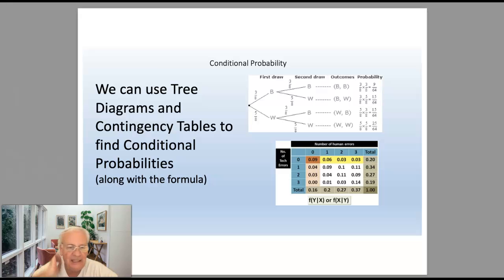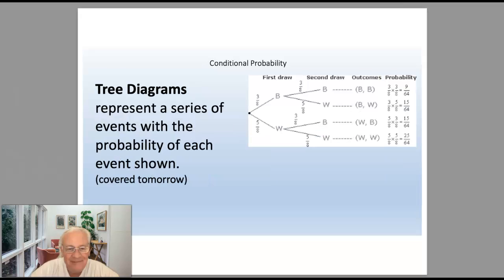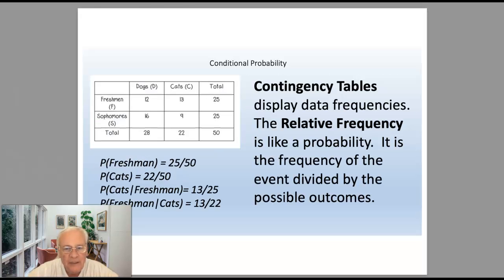Again, we can use tree diagrams, contingency tables, and the formula to find conditional probabilities. Three things we can use. Tree diagrams represent a series of events with the probability of each event shown, and we're going to look at those tomorrow. Today, we're going to look at contingency tables.